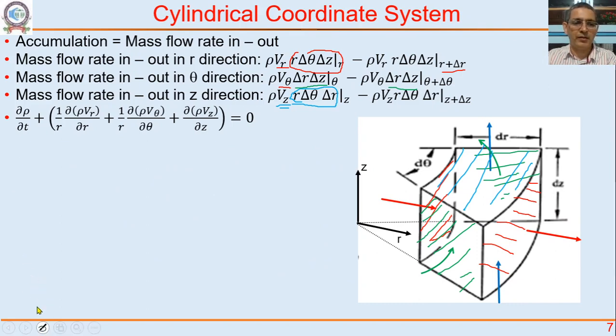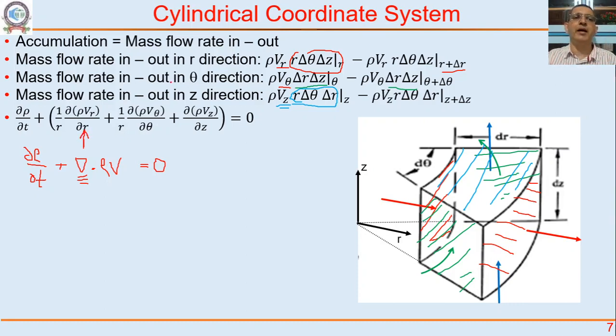Let's take another color. So del rho by del T, we can still write it as del operator dot rho v is equal to 0. It's like a dot product. Okay. But the del operator is now different for Cartesian coordinate system. It is different for cylindrical coordinate system.